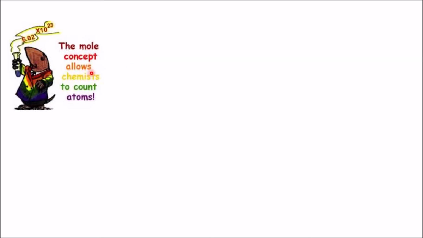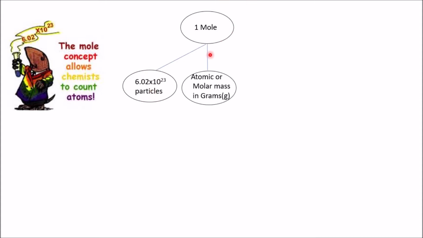The mole concept allows chemists to count the atoms. 1 mole is equal to 6.02 times 10 to the power 23rd particles. The particles can be atoms, molecules, or ions, and this number is called Avogadro's number. 1 mole is also equal to atomic or molar mass in grams, and 1 mole is equal to 22.4 liters at standard temperature and pressure.